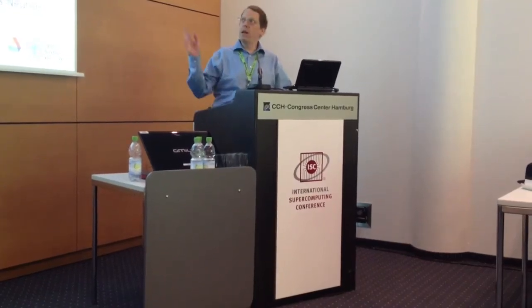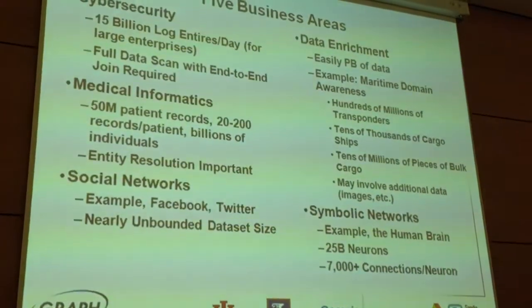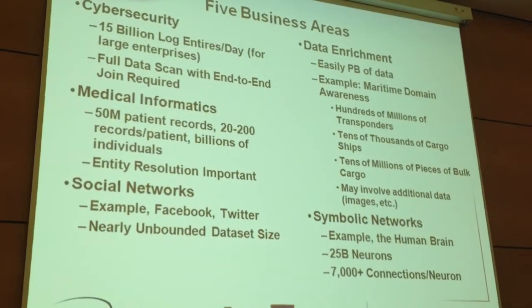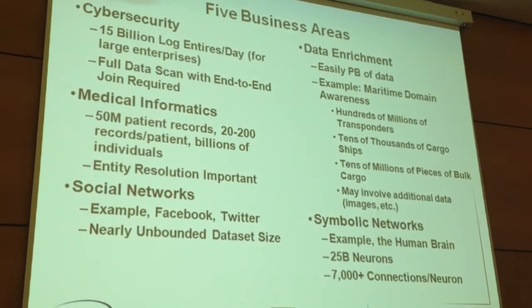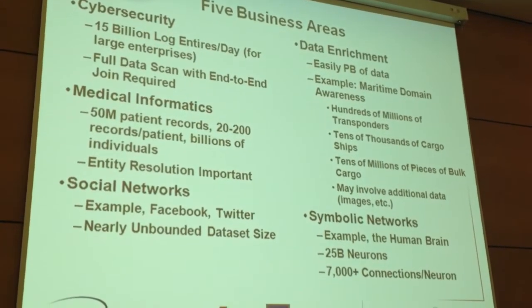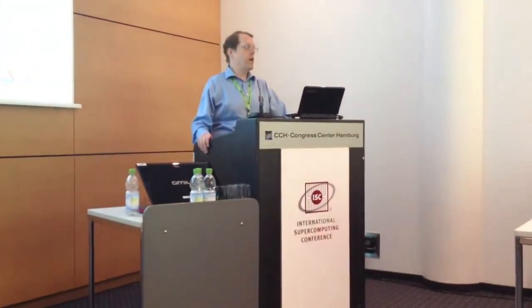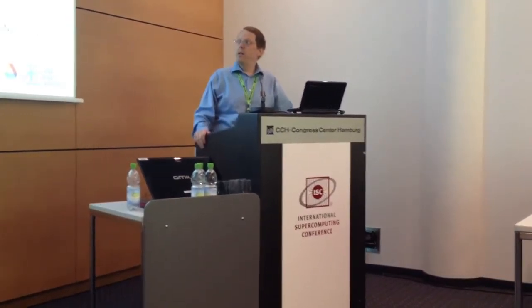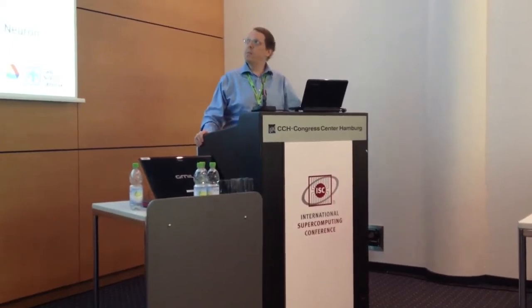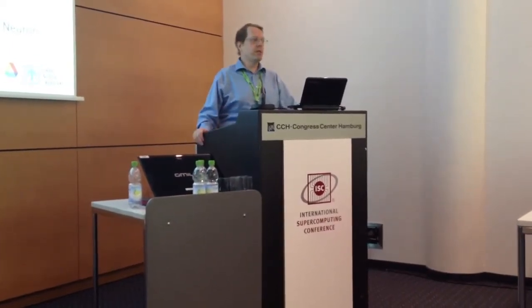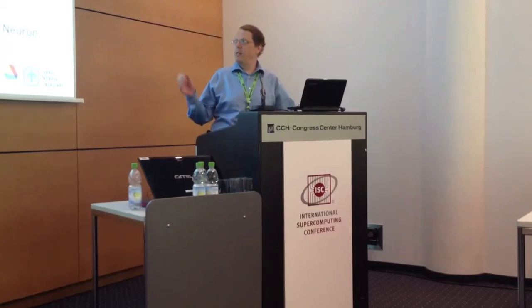spaces in big data. There are a number of problems listed on this chart, 5 big areas ranging from cybersecurity, medical informatics, and looking through patient records, finding correlations with, say, billions of patients, understanding social networks and communities with them, for instance, analyzing Twitter data where we have streaming and unbounded data sizes, to data enrichment, symbolic networks, for instance, understanding the human brain with 25 billion neurons and how it operates.